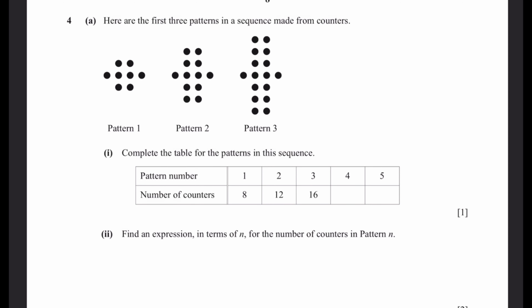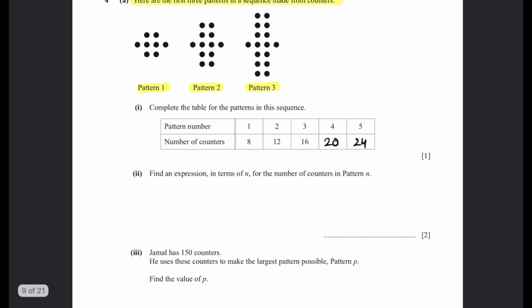Here are the first three patterns of a sequence made from counters. This is pattern 1, pattern 2, and pattern 3 given. What will happen for pattern 4 and 5? So that is 20, and the next can be 24. Okay.